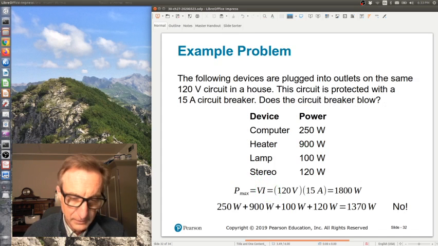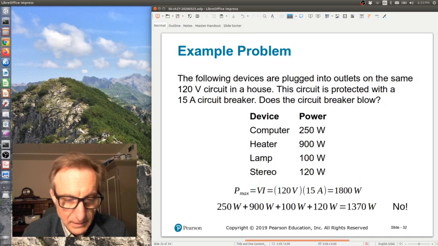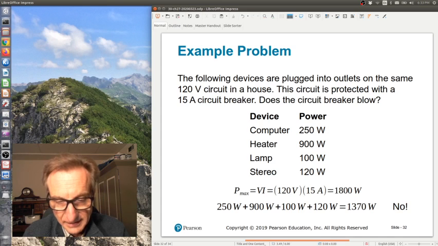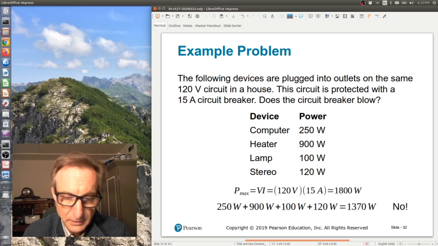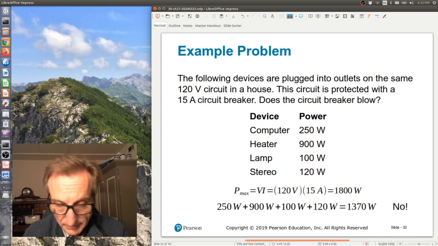Okay, let's consider an example problem. The following devices are plugged into outlets on the same 120 volt circuit in a house. So in other words, they're connected to the same circuit breaker. The circuit is protected by a 15 amp circuit breaker, and the question is, does the circuit breaker blow, or does it trip in order to isolate these devices from electrical power?